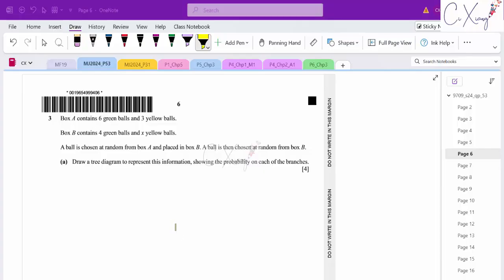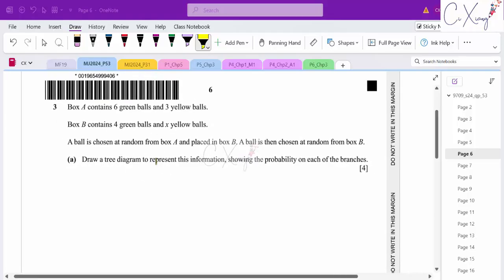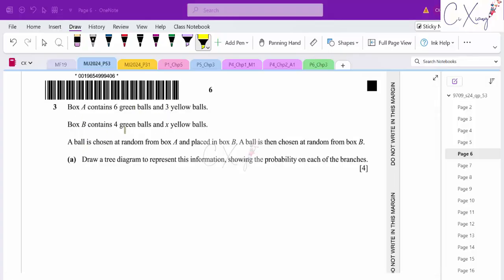Okay, so now we are at question number 3. We were given some information about box A and also box B. Box A has 6 green balls and 3 yellow balls. Box B has 4 green and X yellow. You can have a look at the process here. A ball is chosen at random from box A and placed in box B. After that, another ball is chosen from box B. Draw a tree diagram to represent this information, showing the probability on each of the branches.